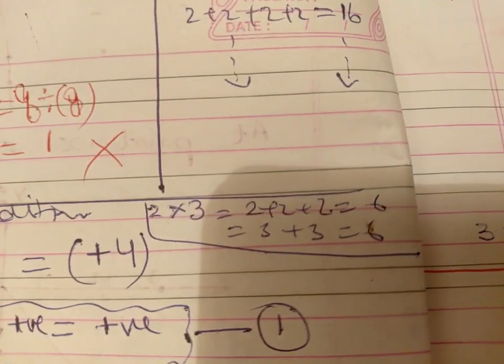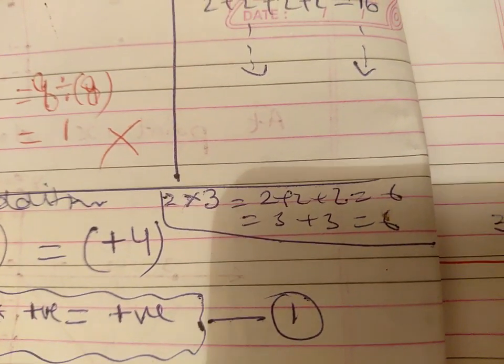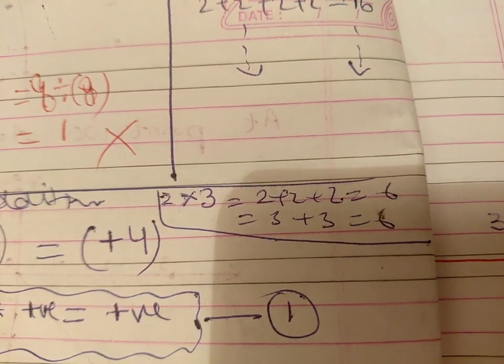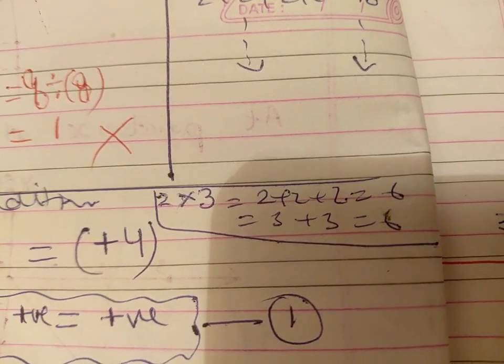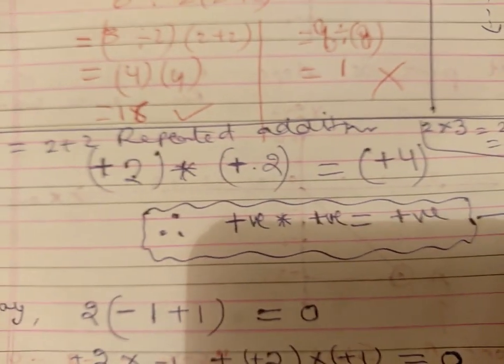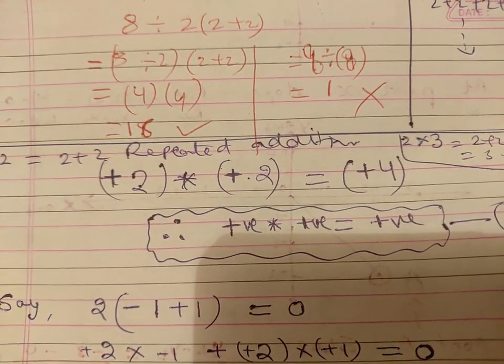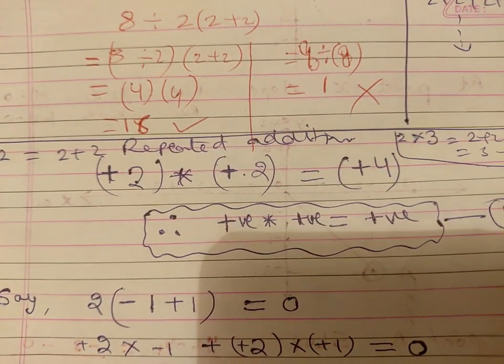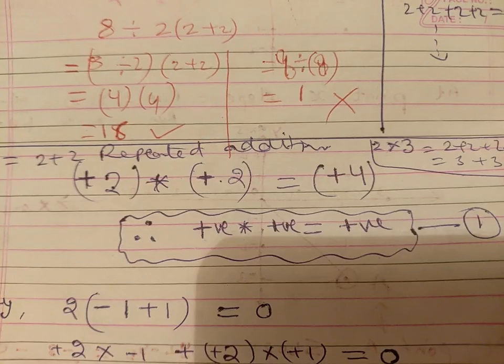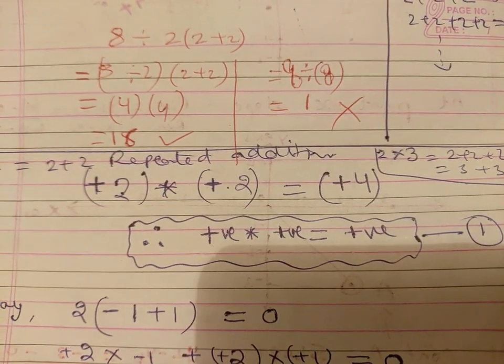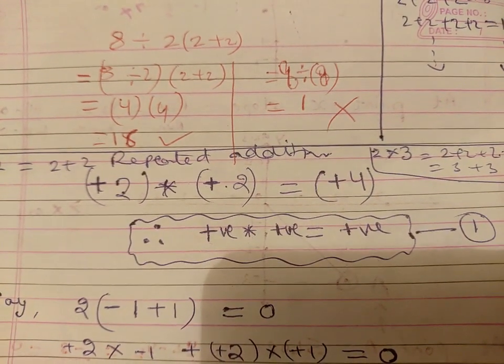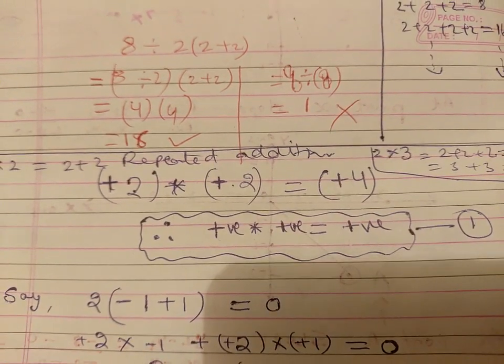2 3s are, what does it give you? 2 3s are 6. So it means 2 repeatedly added to itself 3 times, or 3 added to itself 2 times. So we have 2 into 2 is 4. Notice the sign, and this sign tells us that a positive multiplied by a positive gives us a positive.